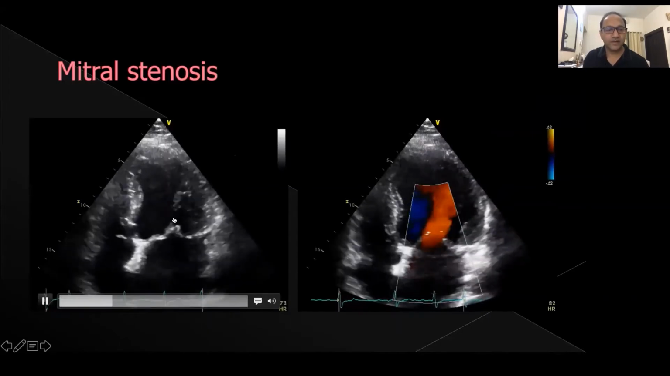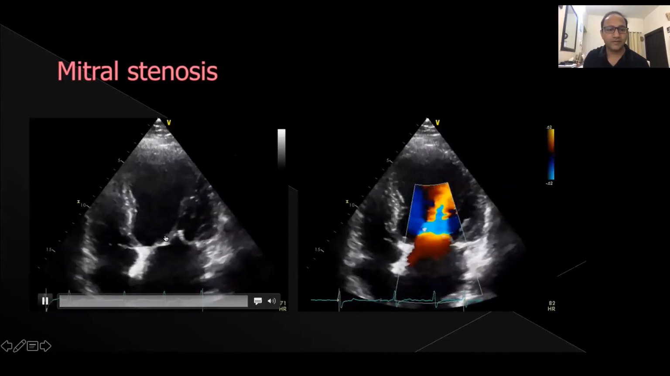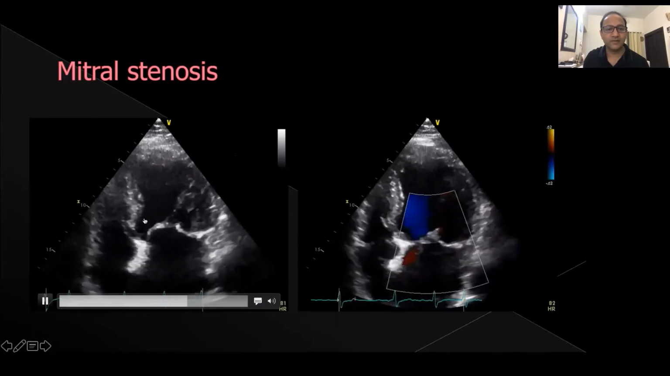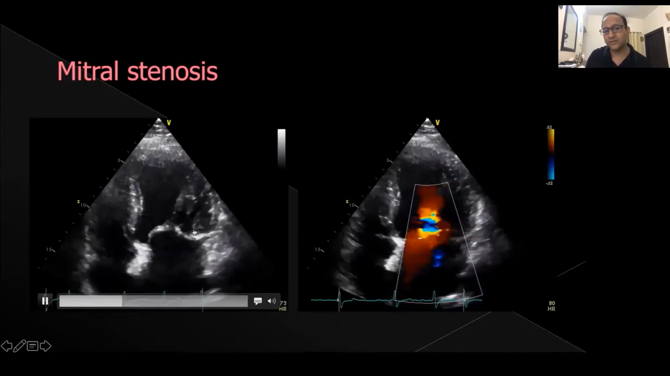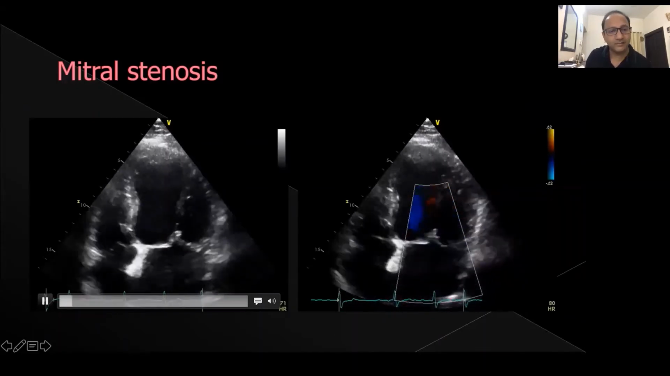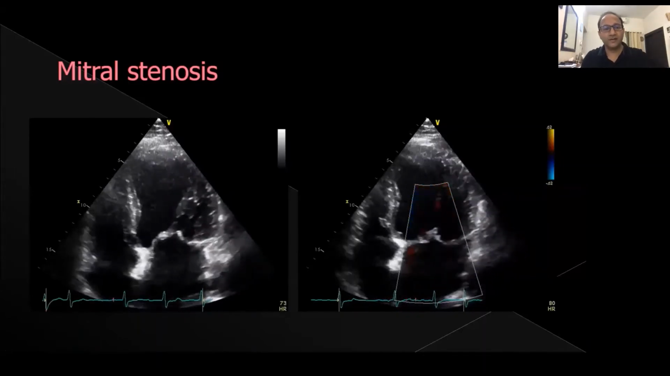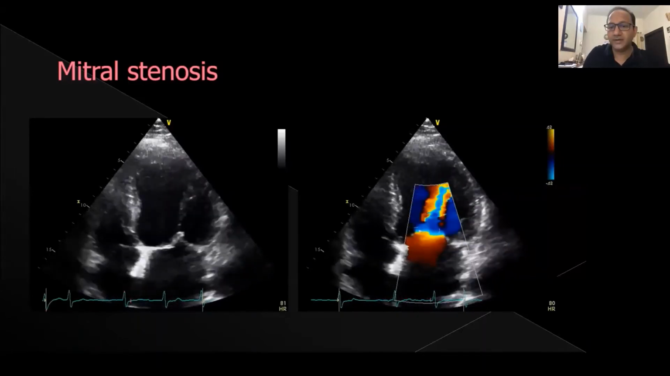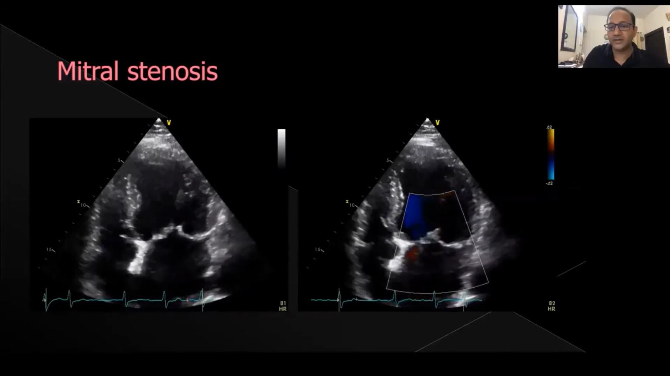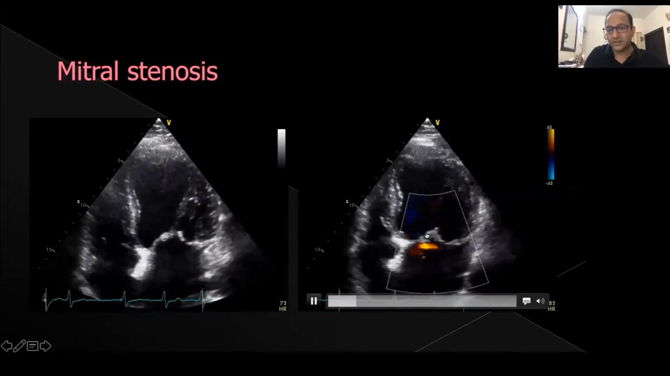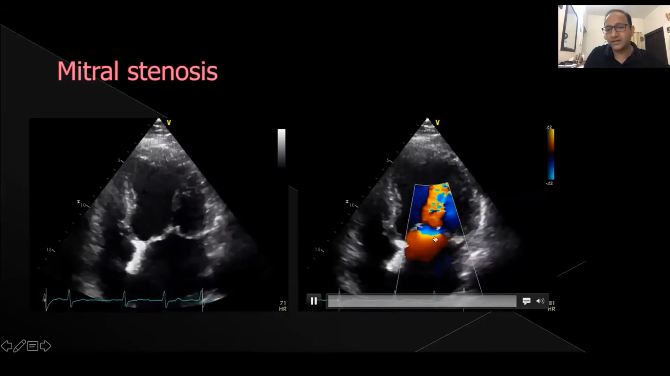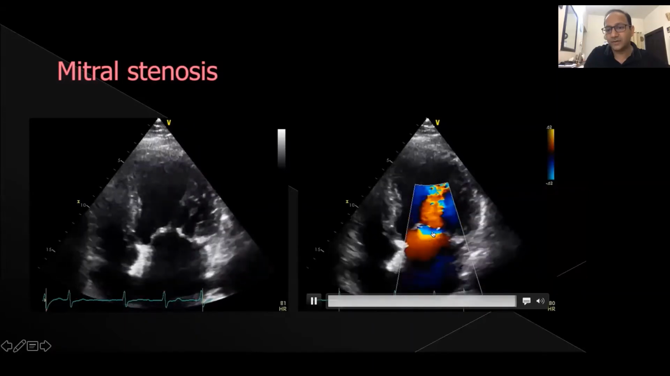Again, you can look at the subvalvular apparatus here. There is doming of the AML, fixed PML. There is some LV dysfunction also, which is seen commonly in patients of mitral stenosis who are chronically stenotic over a period of many, many years. And there is a trivial MR in this case, and of course, a flow acceleration. You can actually see the PISA here in the flow across the mitral valve.